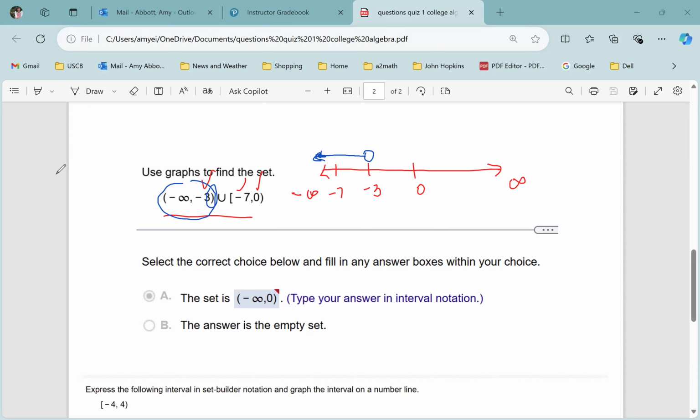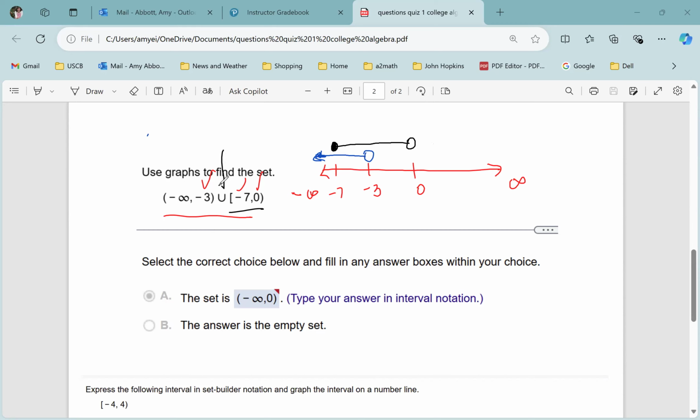If it's a parenthesis, I'm making such a mess. If it's a parenthesis, it's not included. And so that's designated with an open circle. It's not part of the answer set. And then the other one here, we have -7 with a bracket. So that means -7 is included. And it's going over to the number 0, but 0 is not included. So it's an open circle.